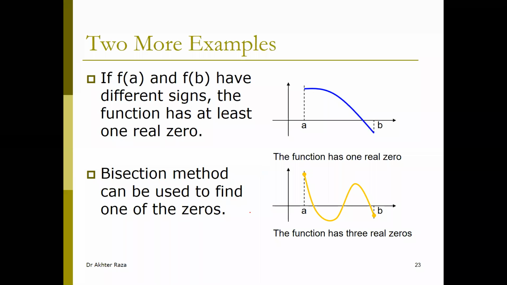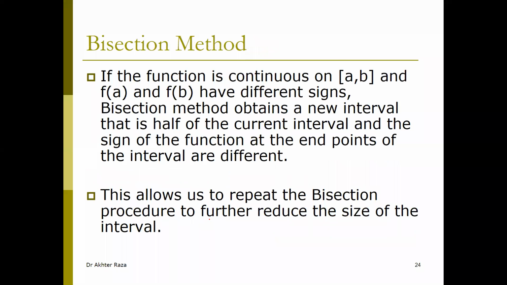If FA and FB have different signs, then the function has at least one real zero. The bisection method can be used to find one of the zeros among them. It will give us one value of the root, if the function is continuous and the interval is given, and FA and FB have different signs. The bisection method obtains a new interval by halving the previous interval.